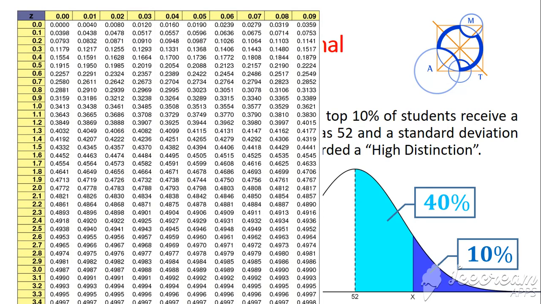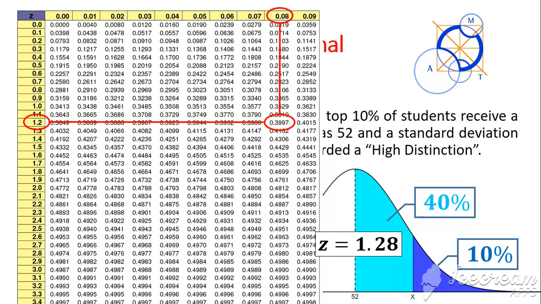Right, let's go to our table. Now, when we look at the table, we're looking at the 40%, not the 10%, because we're looking at the probability between the mean and an x value. So we're looking for 40%, and this is pretty close to 40%. This represents a z value of 1.28. So we know z is equal to 1.28.